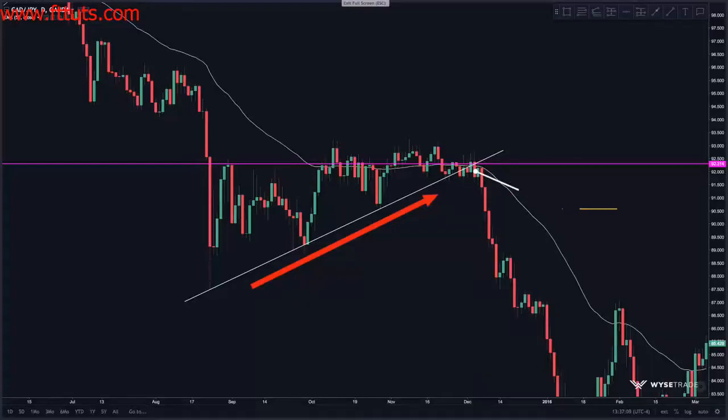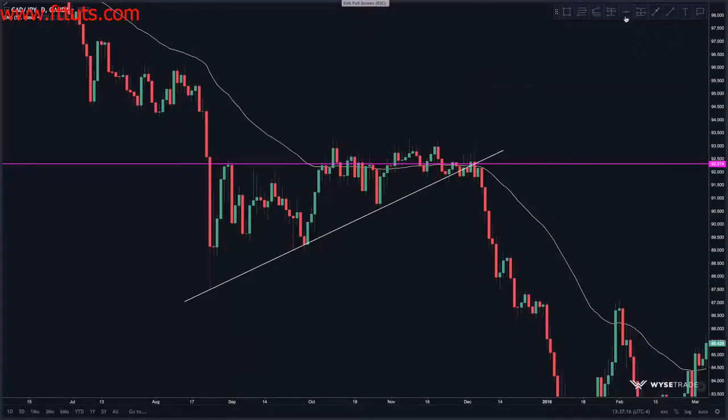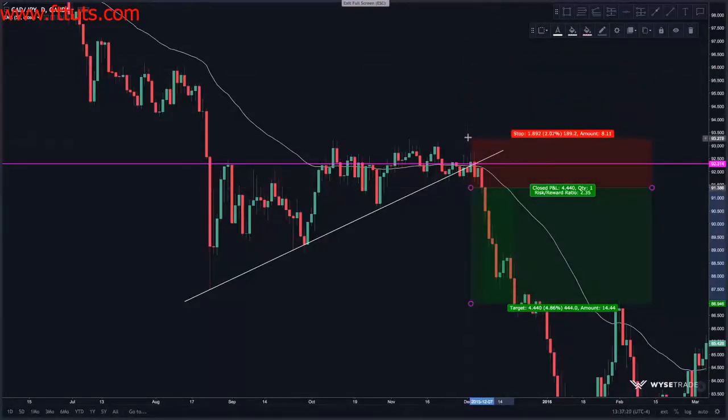Now, once it breaks this trend line, it signals to us that the pullback is over, followed by these multiple wicks rejecting the 50 EMA. And this confirms to us that the daily price action is bearish. This is the combo. Monthly bearish, weekly bearish, and then we waited for the daily to also show bearish price action. And we enter right at the break of this pullback. And this trade ended up being a monster.